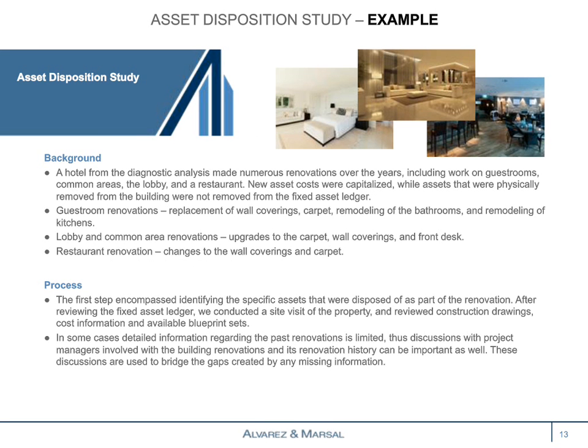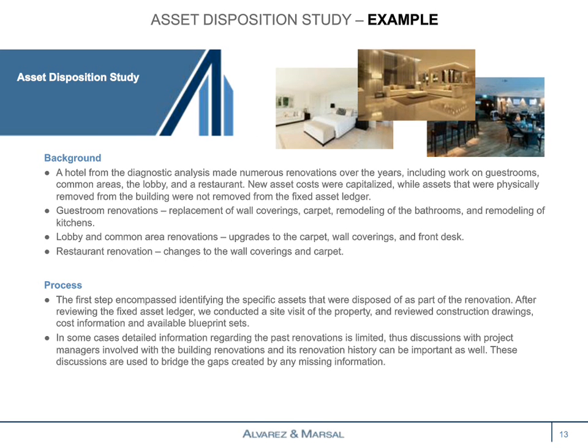Essentially, the background is the hotel made numerous renovations over the years. We put a couple photos up top. If you look at some typical areas of a hotel, guest rooms on the left, in the center we have a lobby, and on the right-hand side we have a photo of the restaurant. As you can imagine, and why we focus on hotels for the example, these areas go through renovations pretty regularly. So the probability of ghost assets on the tax fixed asset ledger for these types of areas could be higher than in most cases.